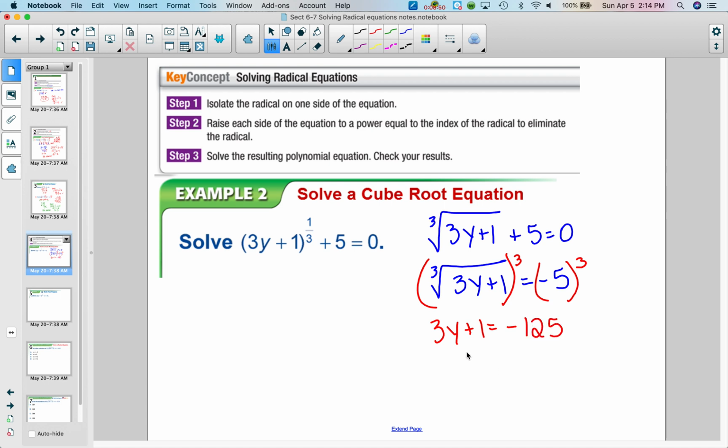get this. So now I'm just solving for y. I subtract 1, and I divide by 3. And we get negative 42. And then we check.